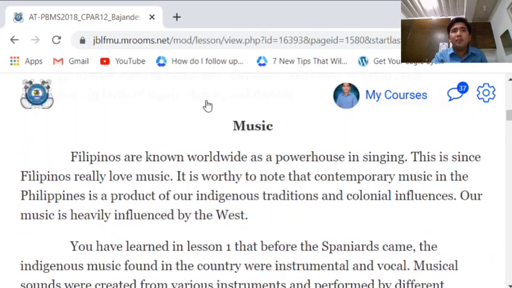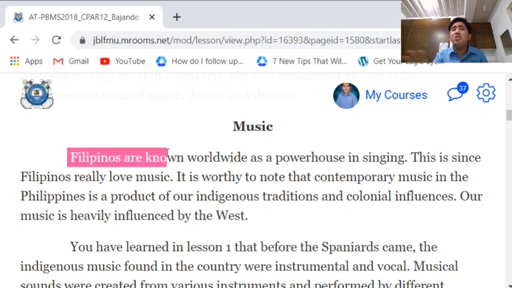In music, now we are going to talk about music. Filipinos are known worldwide as a powerhouse in singing. I do agree with it, because there is a notion on YouTube and different sites that as long as there is a presence of a Filipino talent, especially in singing, the Filipino is on top right away. They even ask, what do you eat there in the Philippines? Do you eat microphones there? People ask that because we are very much known to have this talent in singing.